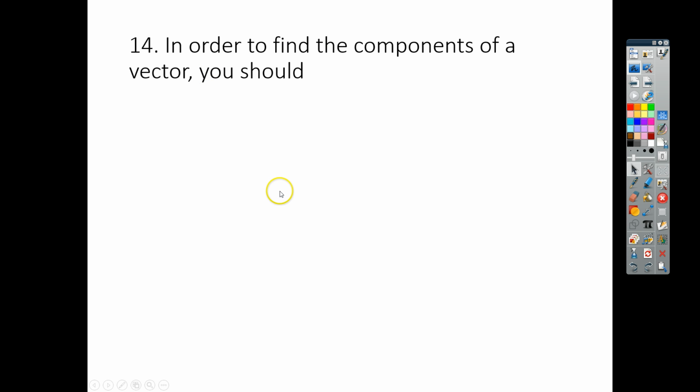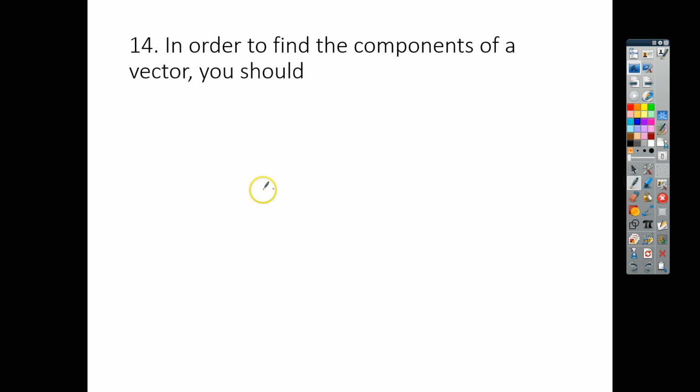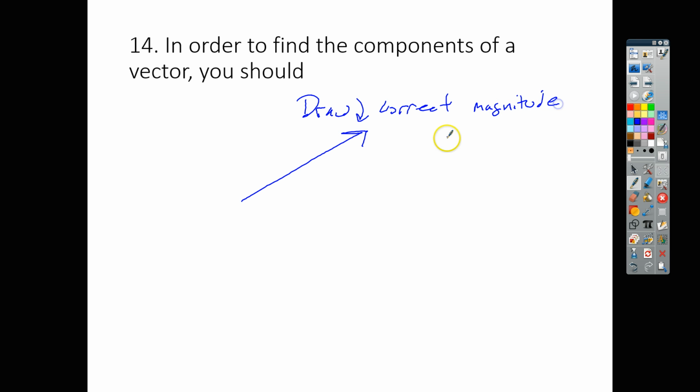In order to find the components of a vector, we need to do several things. Let's say that I have a vector. If I want to find the components, I would have to first draw the vector with the correct magnitude and direction. It wouldn't help me if I drew it upside down or backwards. That would be bad. Next I need to draw my triangle. Once I've done that, I've got to measure these sides some way. If I know the angle, that would be kind of easy to do. If not, I might be in a little bit of trouble.